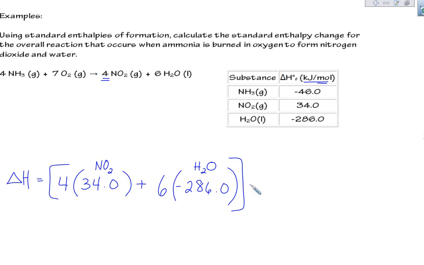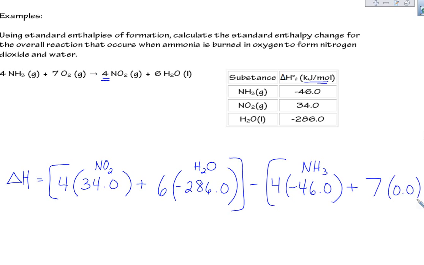Now I need to subtract my reactants. I'm going to have 4 ammonia, negative 46.0. That's my ammonia. And I'll put it in here so it doesn't screw you up: 7 times nothing. That's the oxygen. It's not in the chart, but the heat of formation for O2, diatomic oxygen gas, would be 0. Okay, so there's the setup.